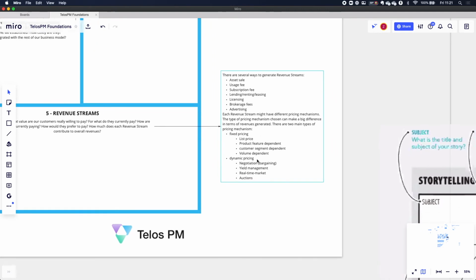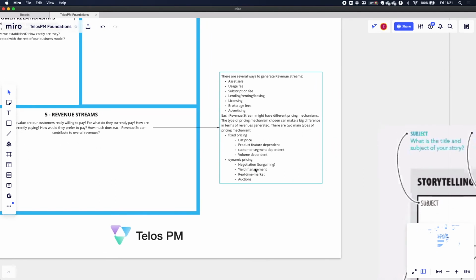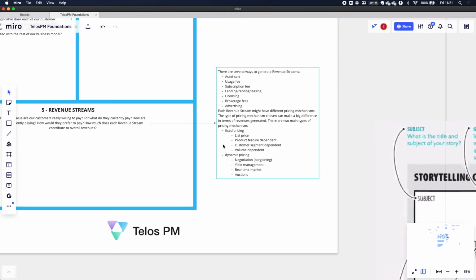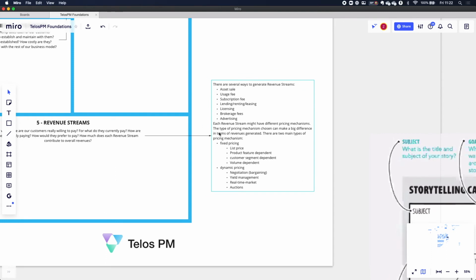And just another way to break down and calculate some of your different pricing mechanisms. So you've got fixed pricing styles, which is like list price, product feature dependent, customer segment dependent, or volume dependent. So you might have fixed pricing that is calculated based on one of these four, or a couple of these four components that help you analyze and think about your fixed pricing and come up with a different way of doing it.